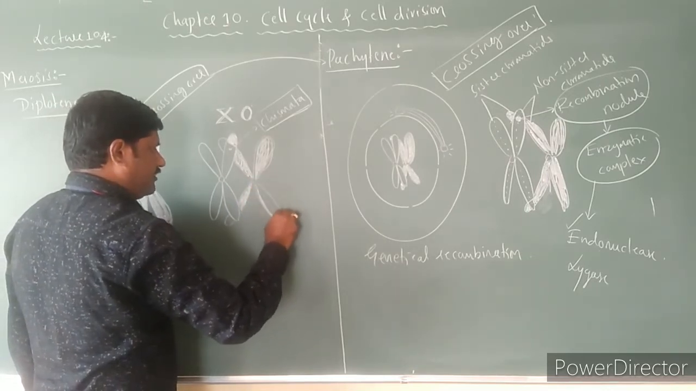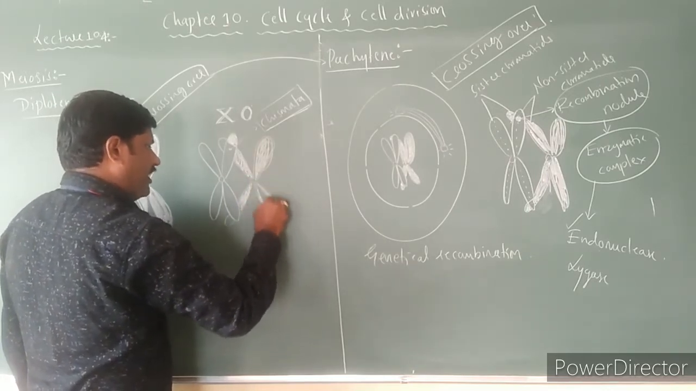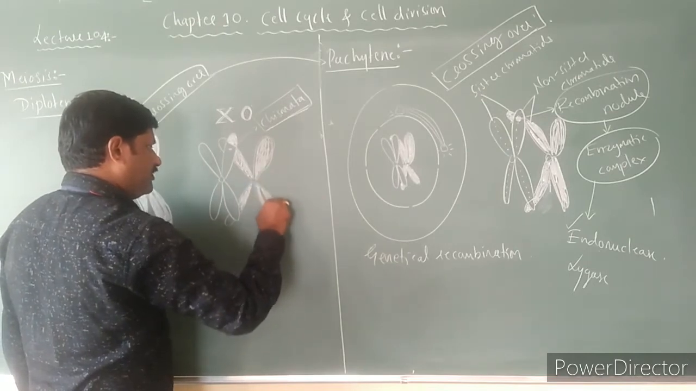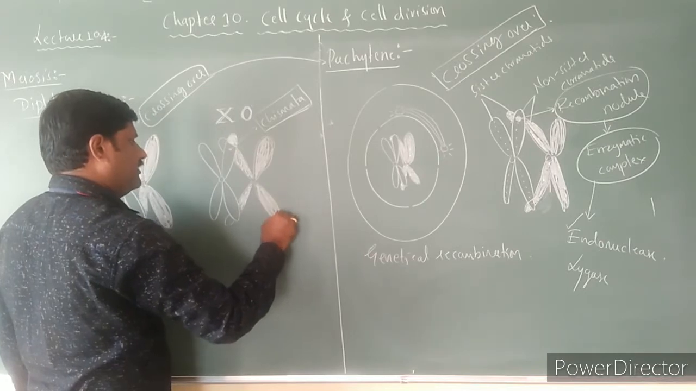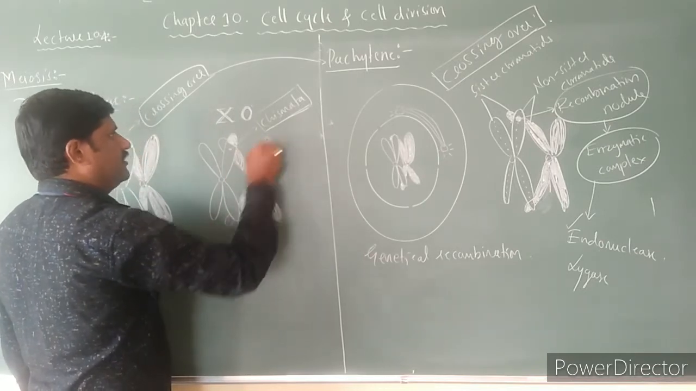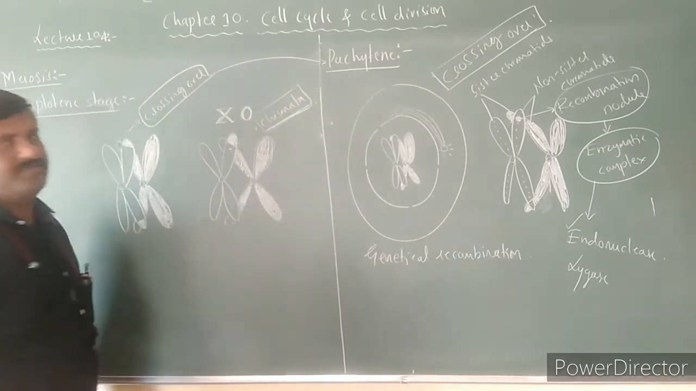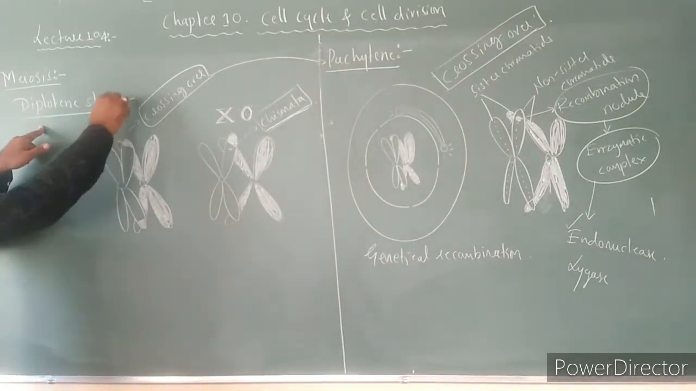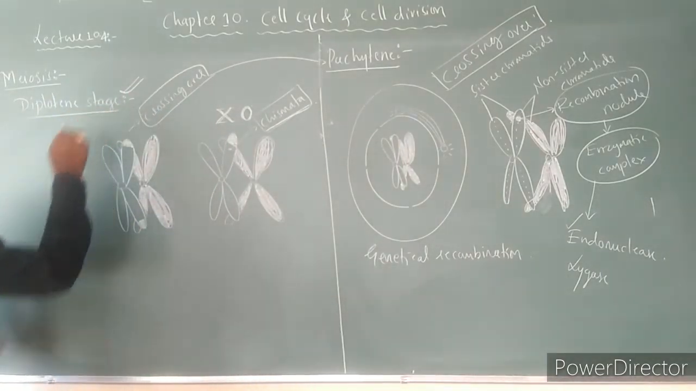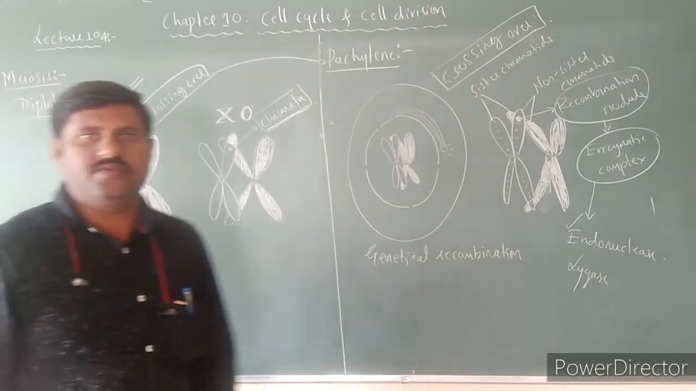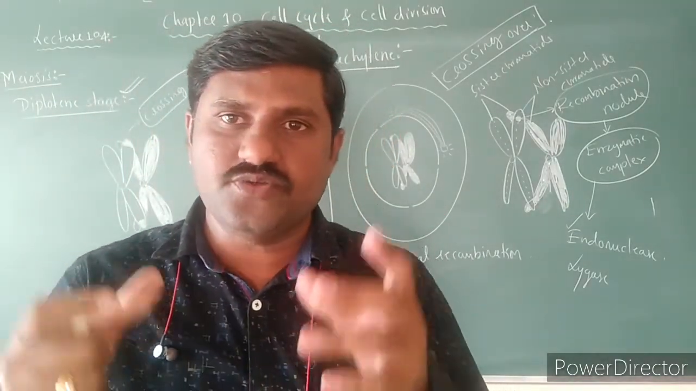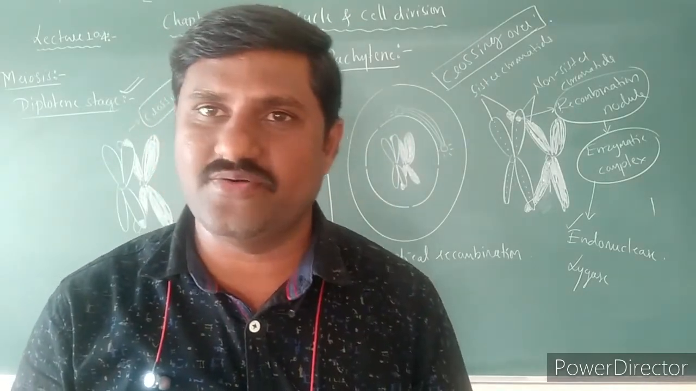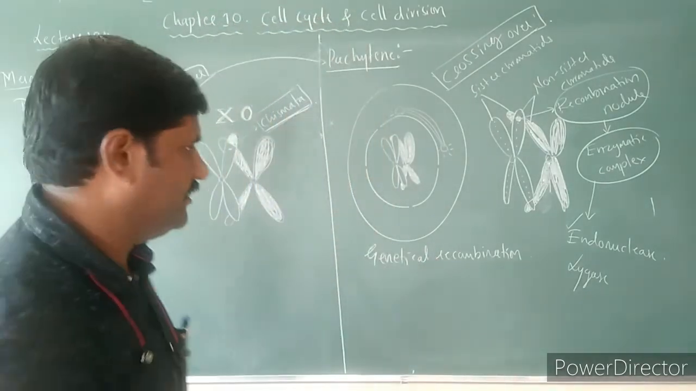It looks X-shaped, and the X-shaped structure is formed where both homologous chromosomes meet each other. The X-shaped structure itself is called chiasmata. The chiasmata formation takes place in the diplotene stage. This diplotene stage has its own importance. What is the importance of this diplotene stage?